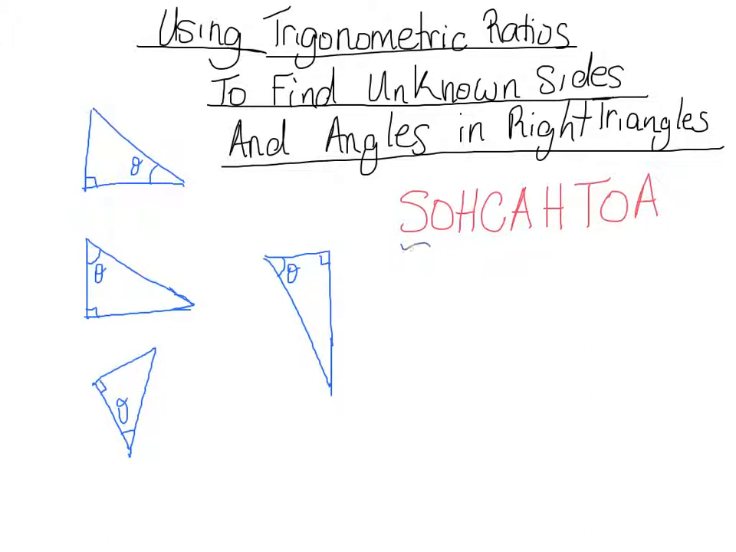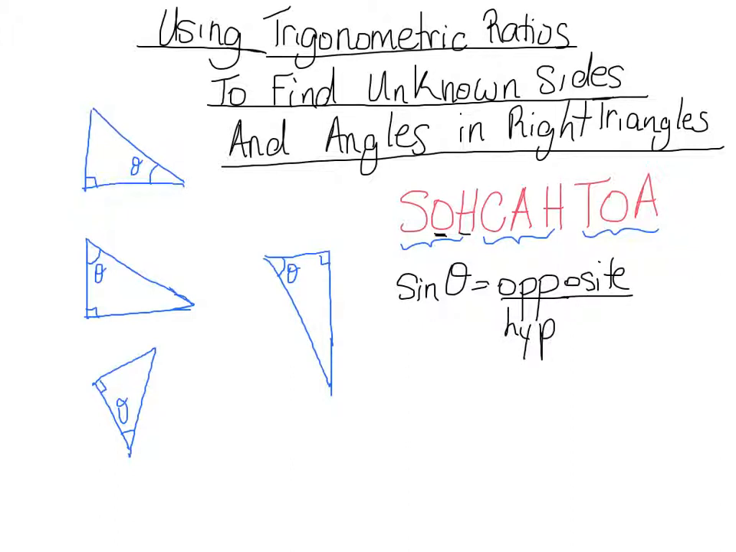It's actually our three trigonometric ratios, and I'll explain how. S is for sine. The sine of an angle is equal to the opposite over, let's actually write the whole word out, opposite over hypotenuse. H for hypotenuse. And that's our first ratio.